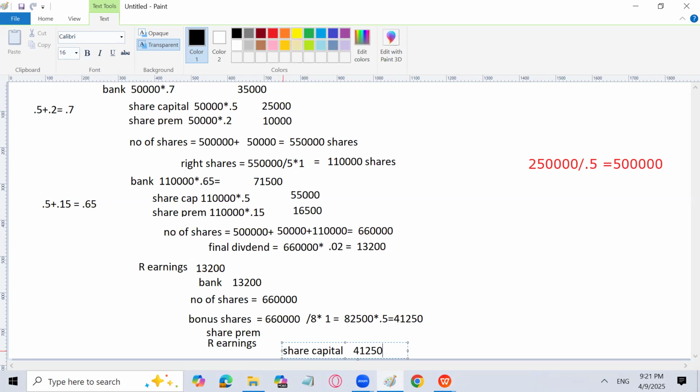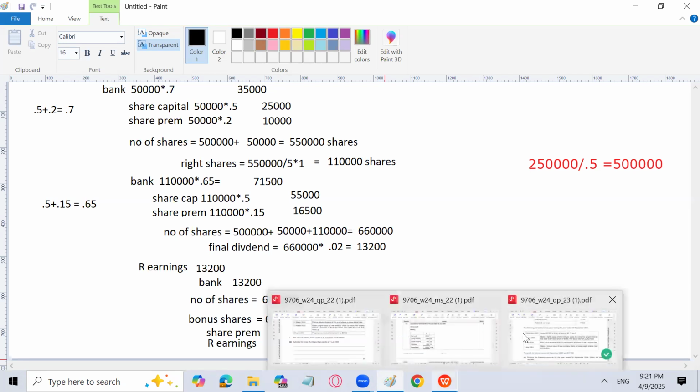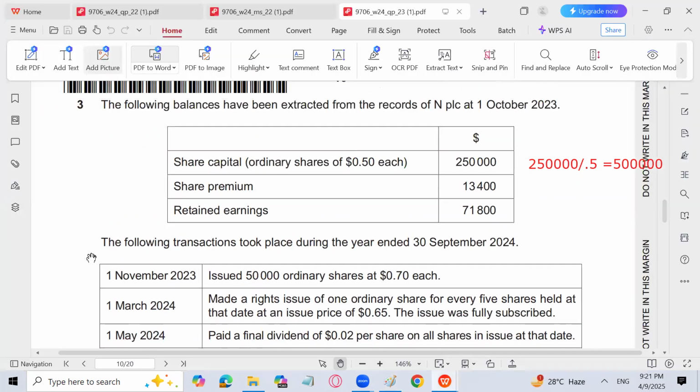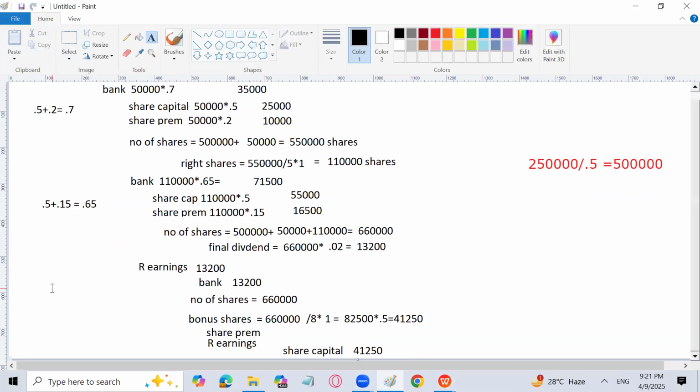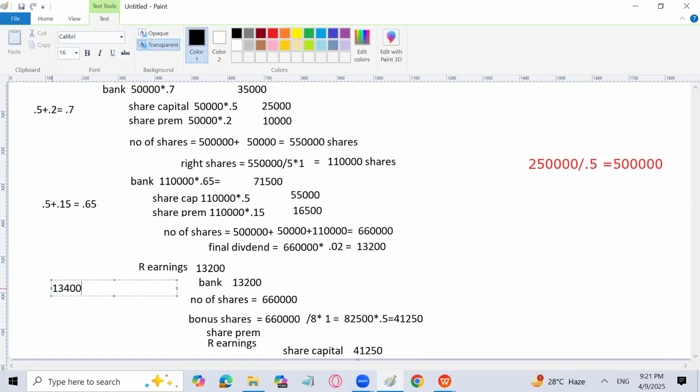So let's see what premium we currently have available. At the start of the question, we have a share premium of 13,400. So I can write here 13,400 was available. We have issued general shares to the general public, and we have issued them at a premium. So 10,000 premium will be added. And again, the right shares are issued at a premium, that is 16,500. More premium will be added. So the total premium available right now, what is the amount?